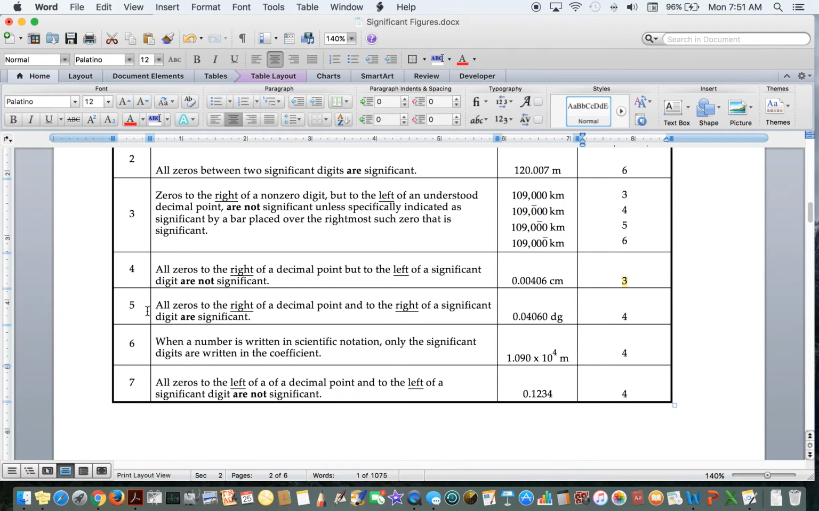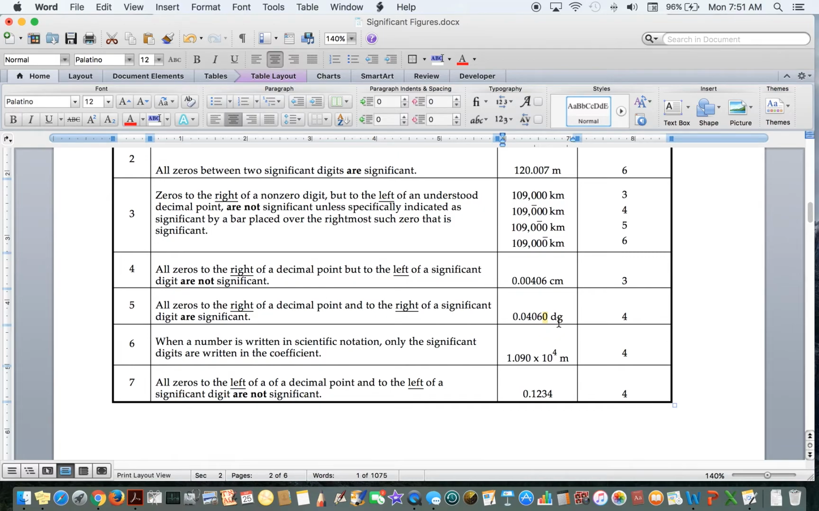Rule 5. All zeros to the right of a decimal point and to the right of a significant digit are significant. This is the one that most people have a lot of problem with. This particular rule is referring to this 0 right here. It's that 0 that is significant.